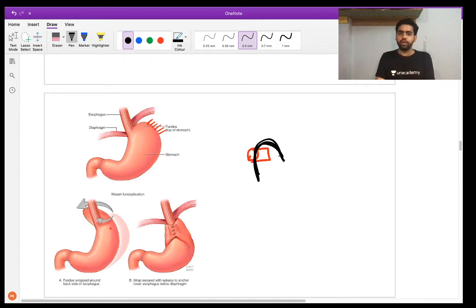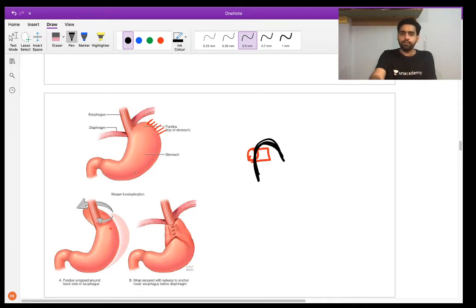In a similar fashion, what you're doing here is moving the fundus of the stomach along the esophagus, and that is why this is called the shoe shine sign. This is used in Nissen's fundoplication when you go for it via the laparoscopic approach. So this is about the shoe shine sign.